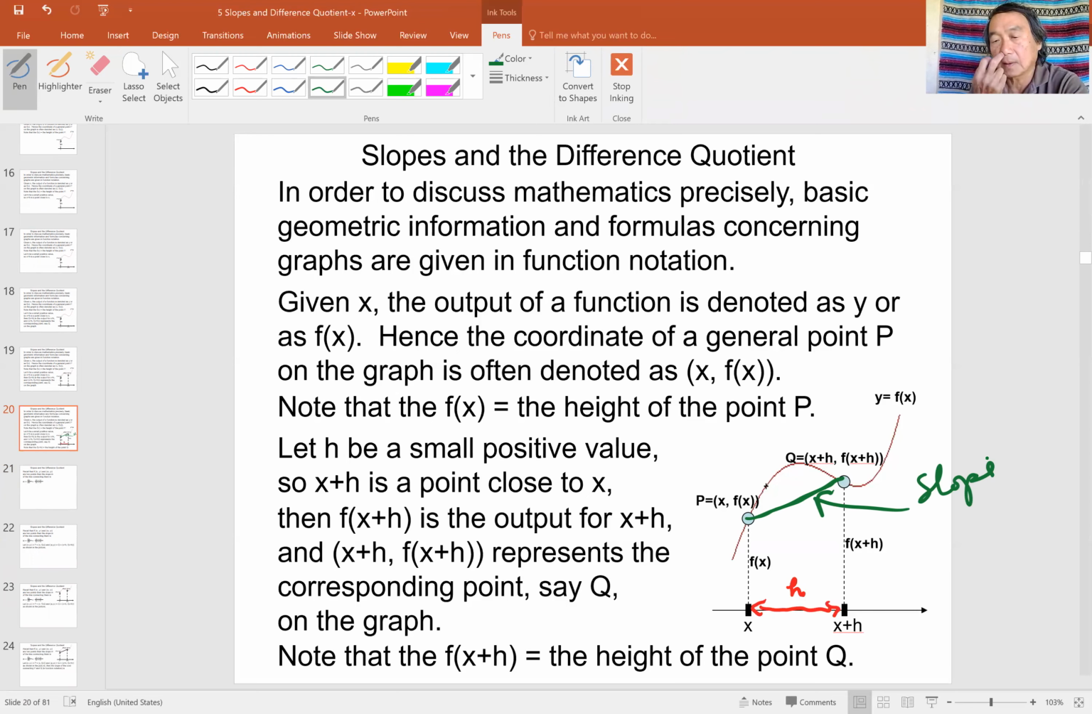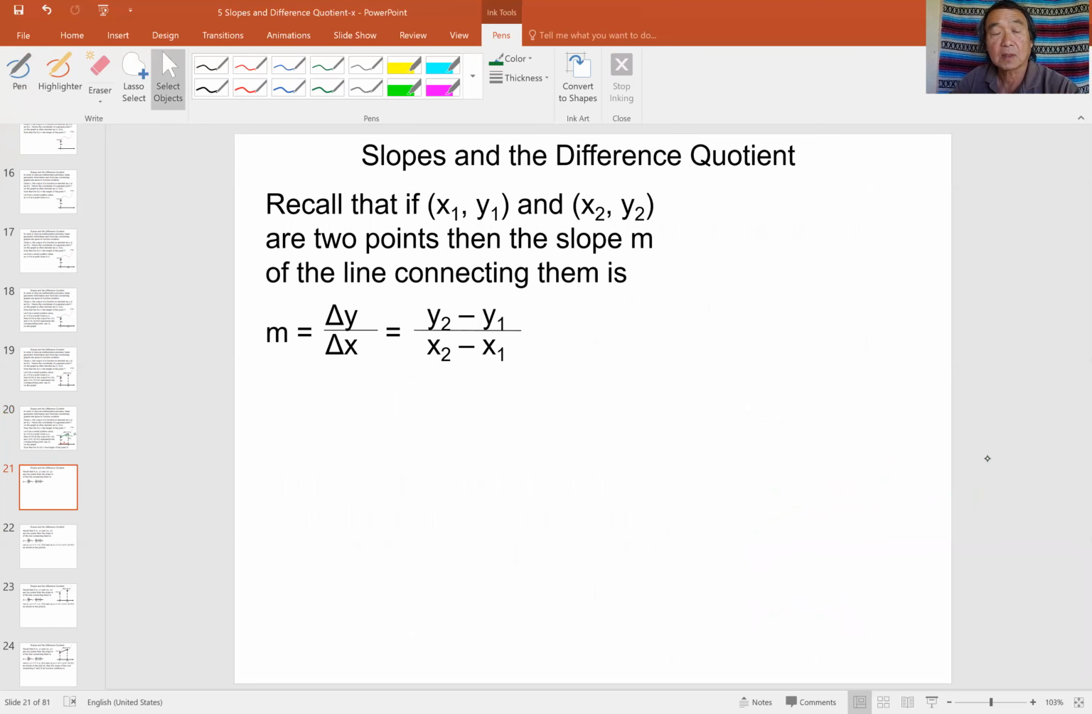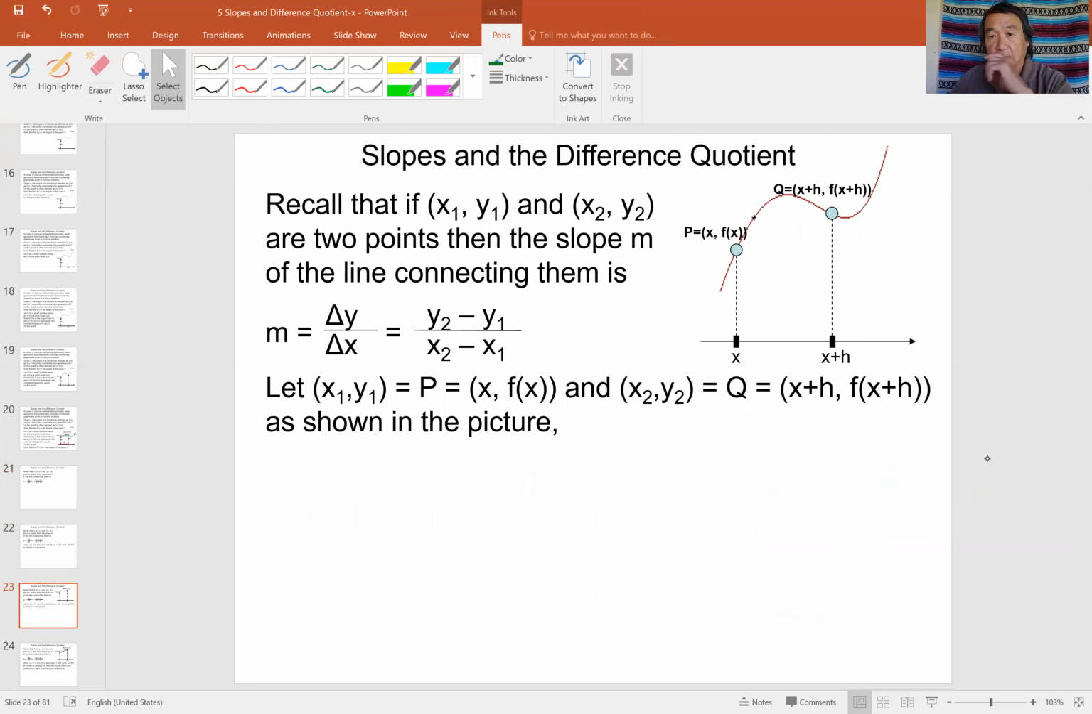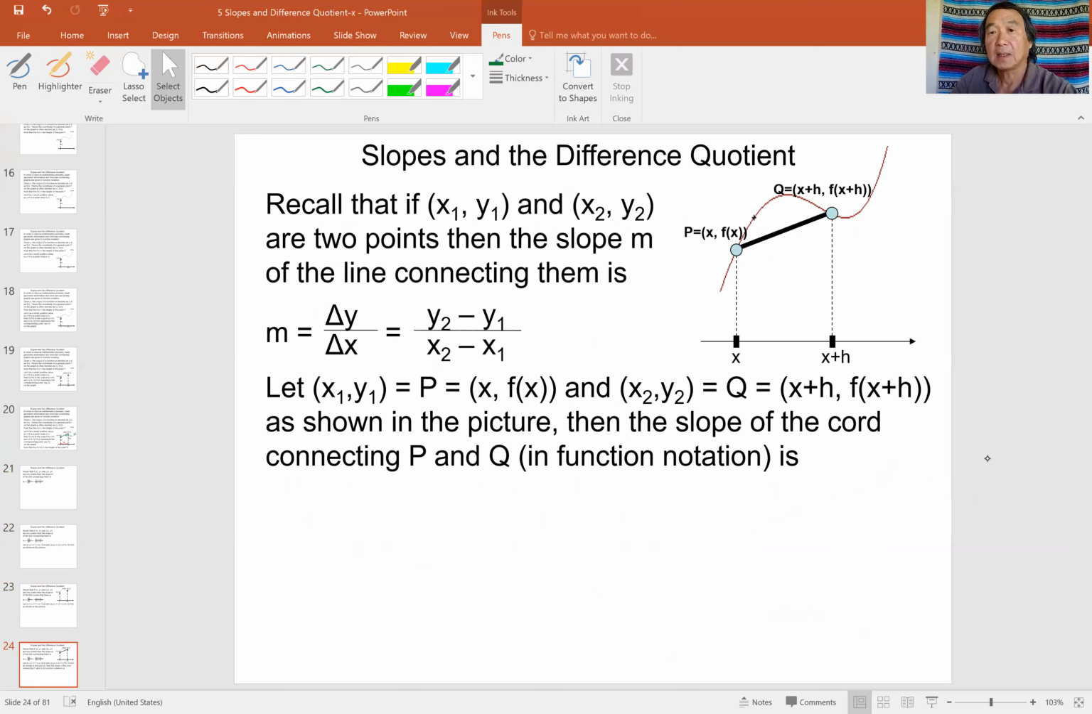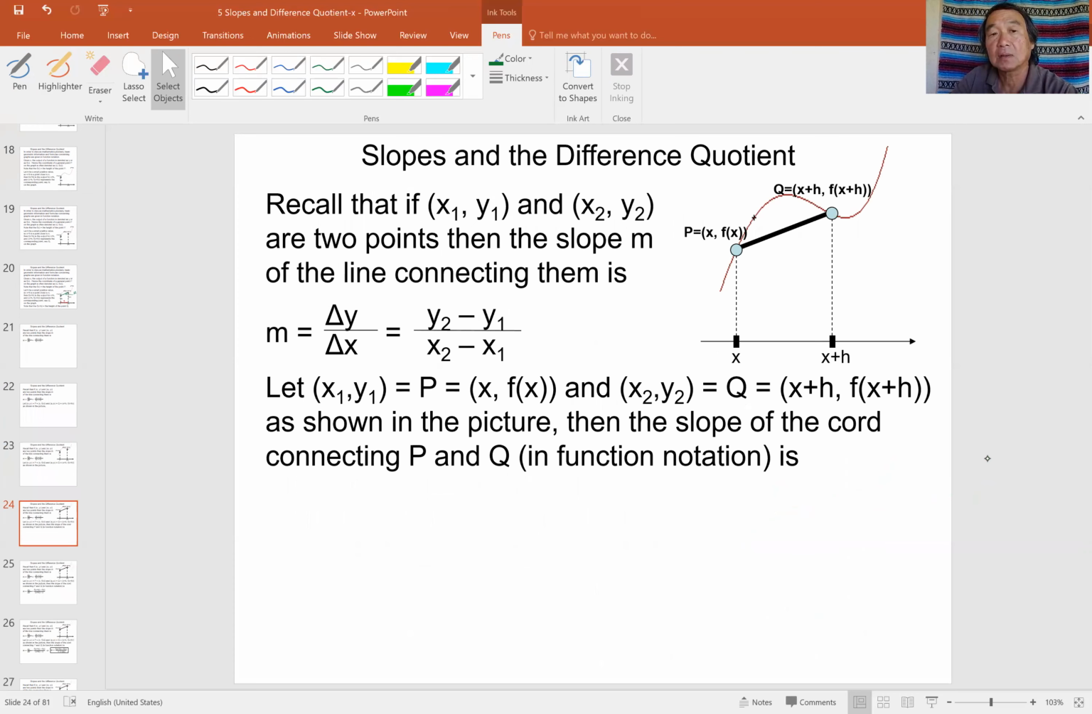You will see that later on, that becomes a very important formula. That's the difference quotient in the title. Okay, so here we go. Here's a picture. I connect a line and I want to calculate the slope. The slope, of course, is the change, delta y over delta x.